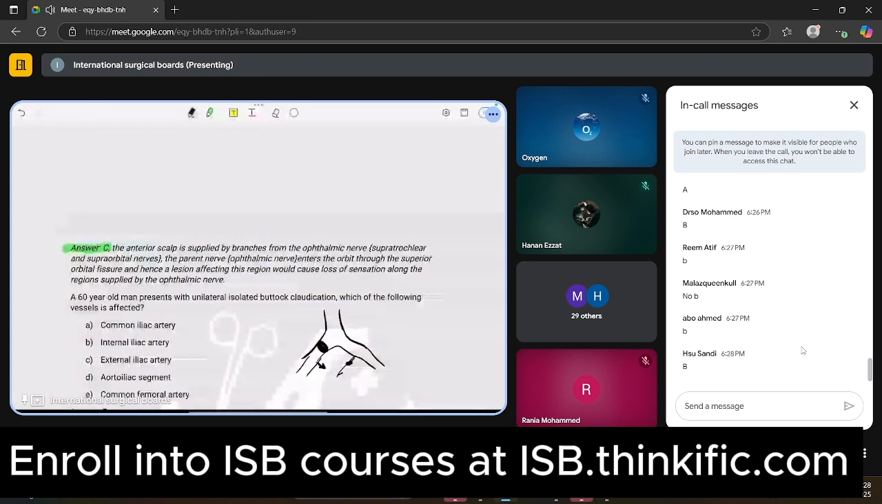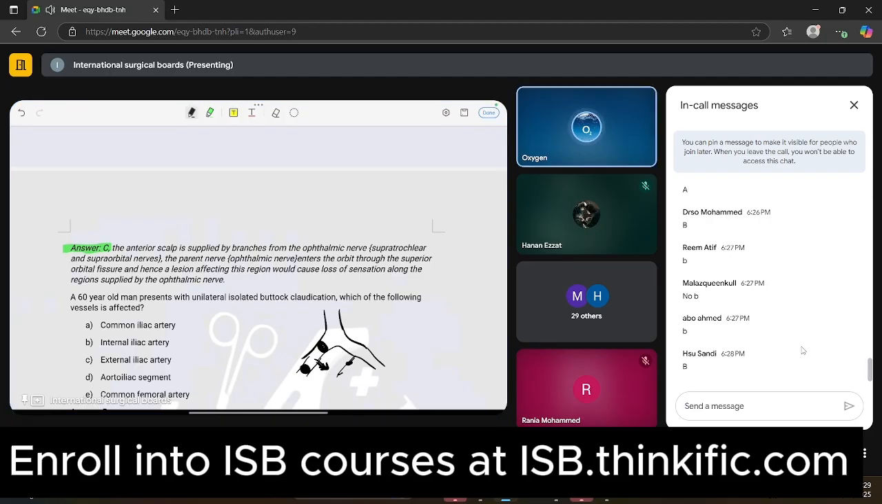If you choose option C, which is the external iliac, the pelvis and gluteal regions will be spared. So the buttock should not undergo claudication. Essentially the thigh and below will be affected, but the gluteal region will not be affected. So it's B then. So that's B, right?